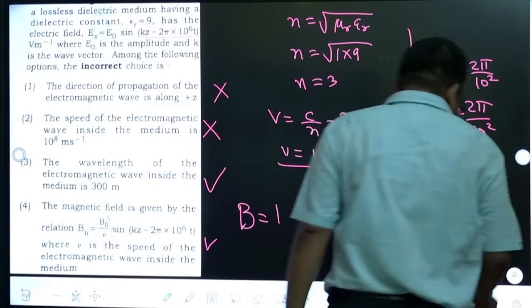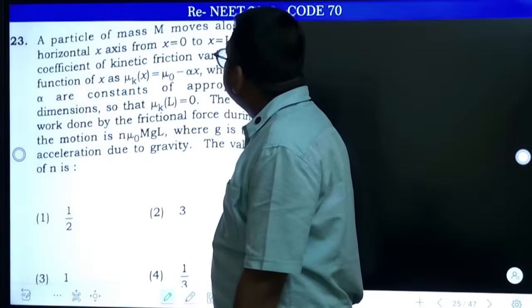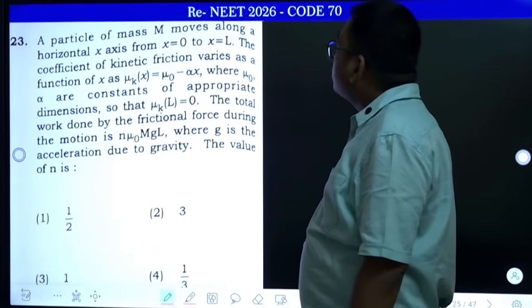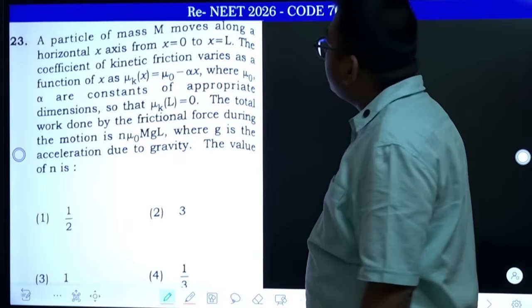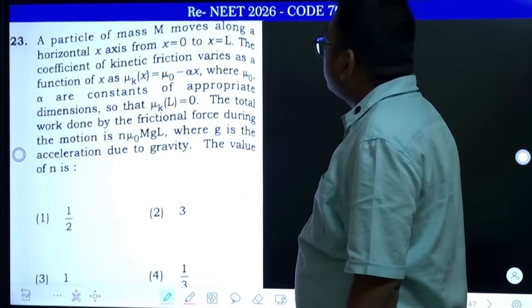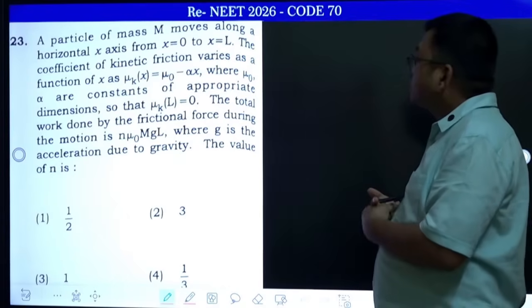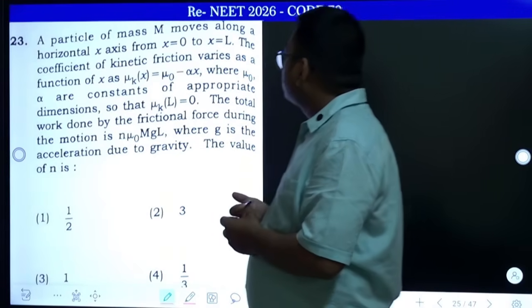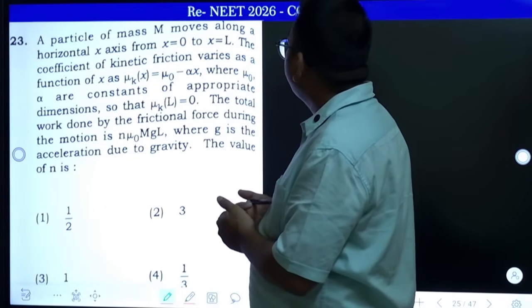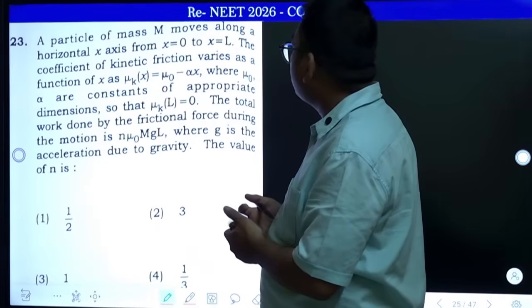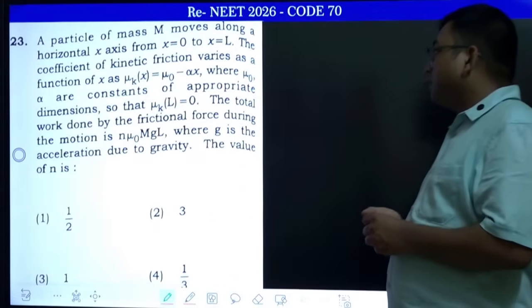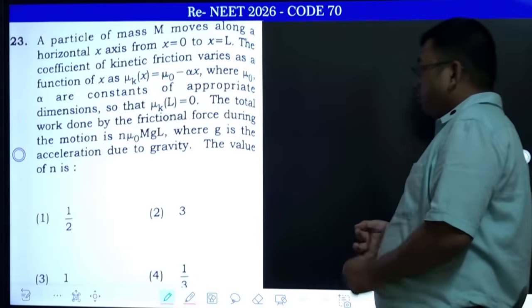Okay, let us move to the next. Question 23: a particle of mass m moves along a horizontal x-axis from x equal to 0 to x equal to l. The coefficient of kinetic friction varies as a function of x, mu naught minus alpha x, where mu naught and alpha are constants of appropriate dimension, so that this is equal to 0. The total work done by the friction force during the motion is this, where g is the acceleration due to gravity. The value of n is.